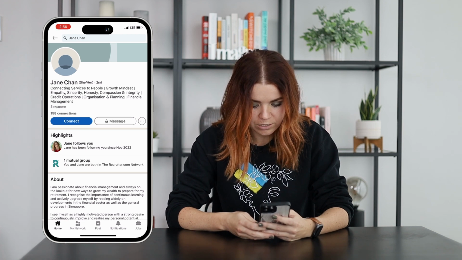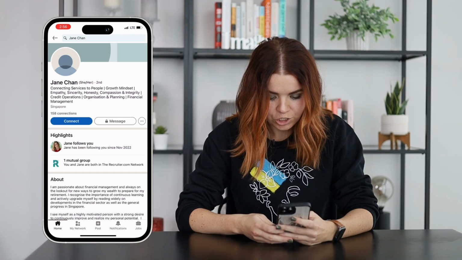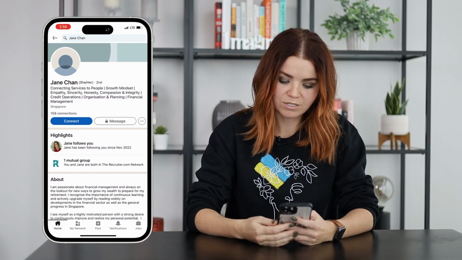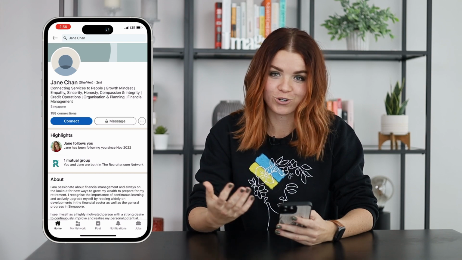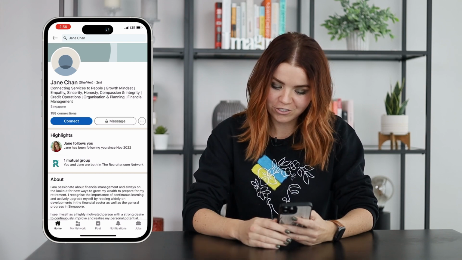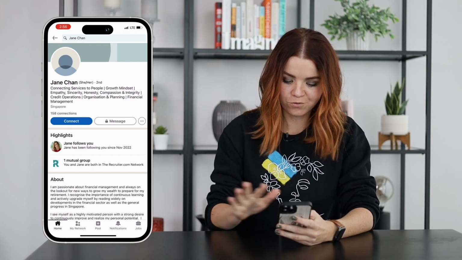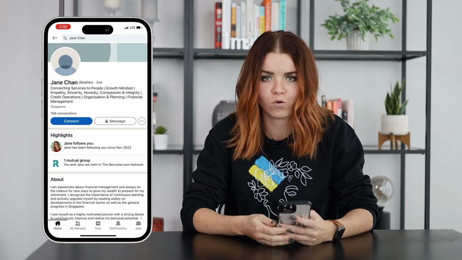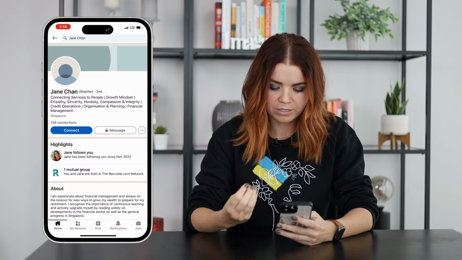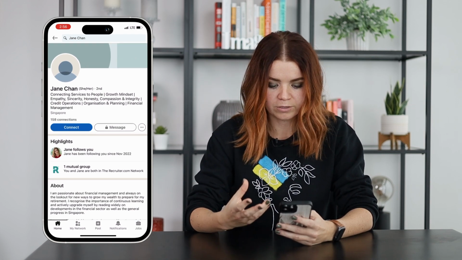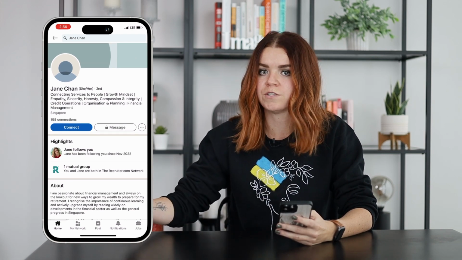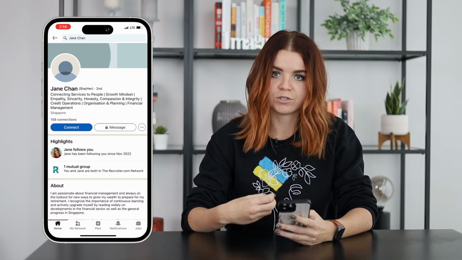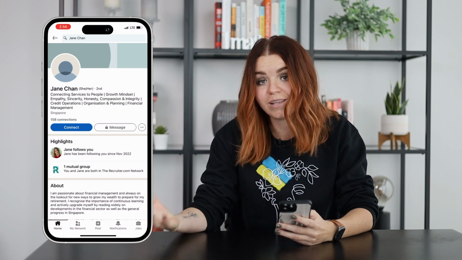Let's look at Jane's headline. She has a lot of buzzwords. There's nothing wrong with any of those words in particular, but altogether I'm reading a lot of words and I'm still not understanding who Jane is and what this profile is about. One of the biggest downsides that can happen when you're using too many buzzwords that seem popular and super common on LinkedIn is that you're using them at the expense of clarity.